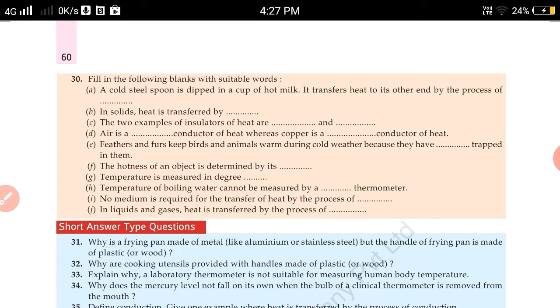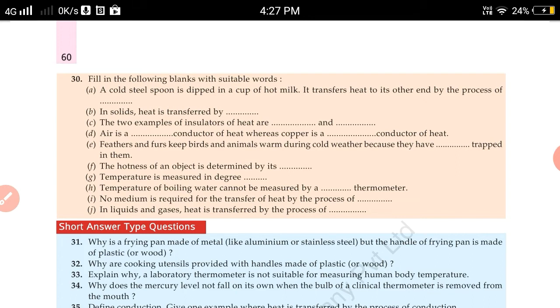A cold steel spoon is dipped in a cup of hot milk. It transfers heat to its other end by the process of... yes, a cold spoon dipped in a cup of hot milk, its other end becomes hot. It is due to the conduction process. In solids, heat is transferred by conduction.